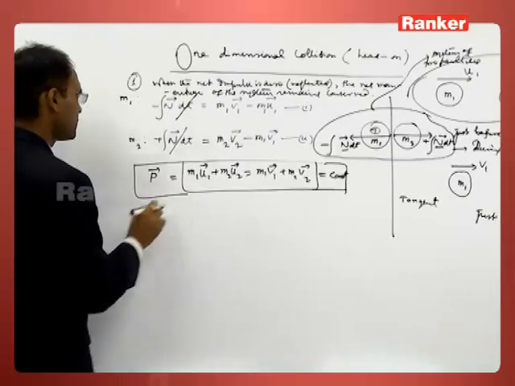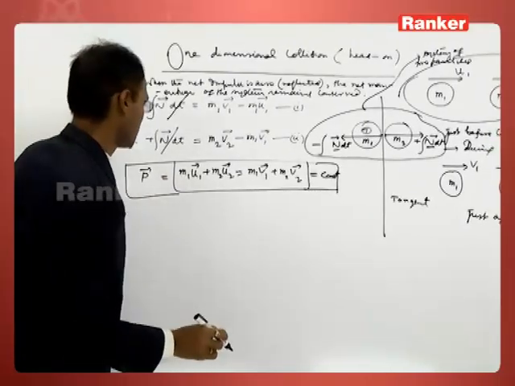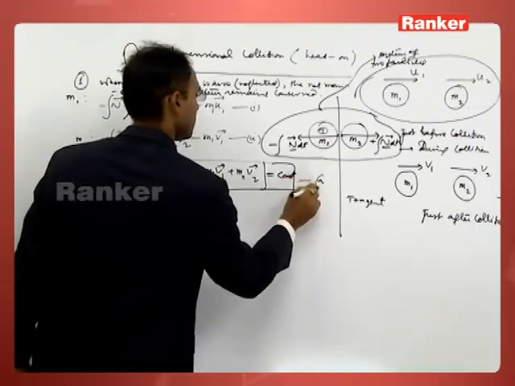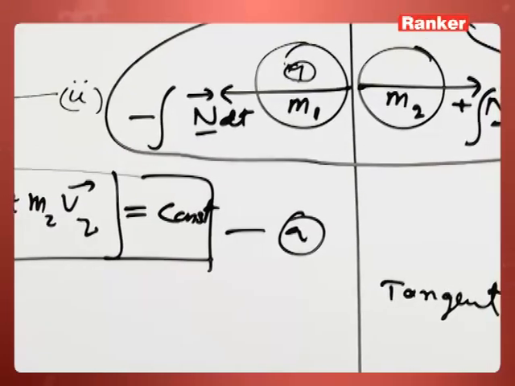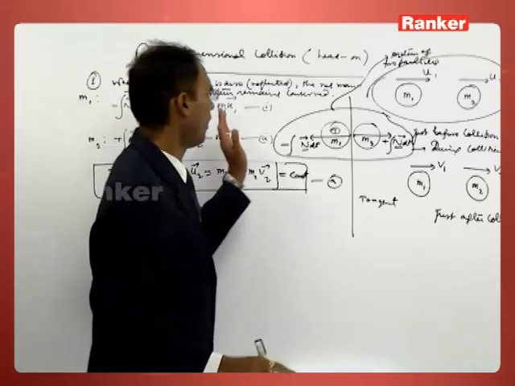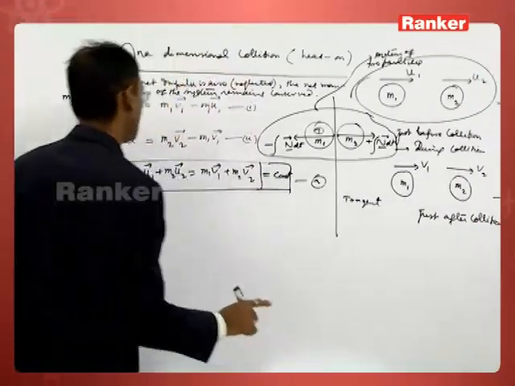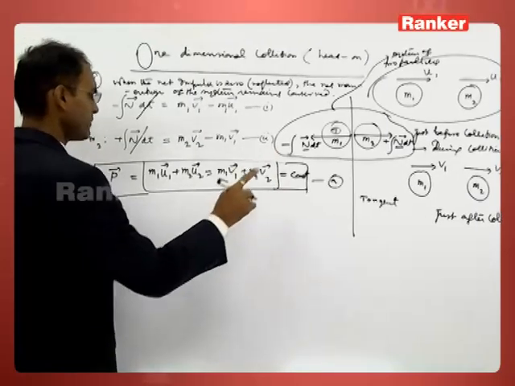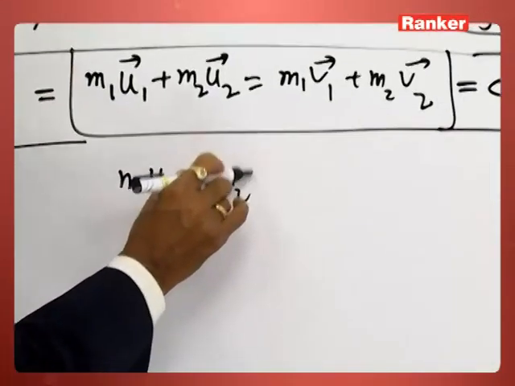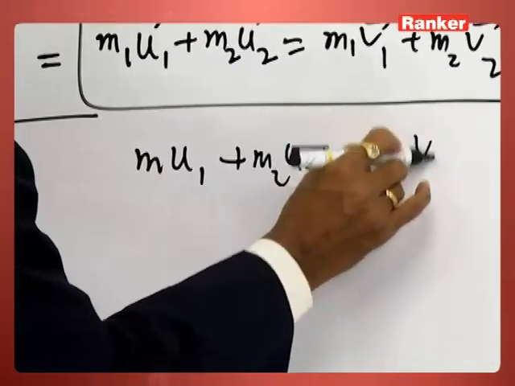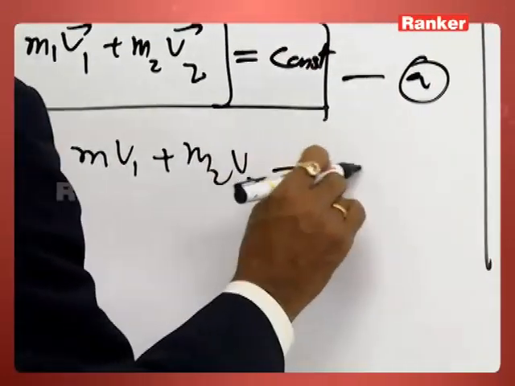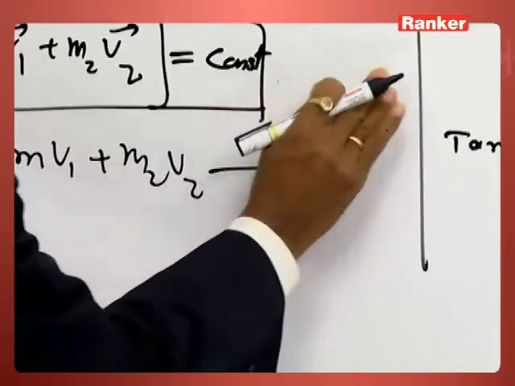Now we have two equations and two unknown quantities. First equation is conservation of linear momentum, equation number A. Or if you write in the form of scalars, all these vectors are pointing along positive x direction. Therefore, you can write plus u1, plus u2, plus v1, plus v2. That's equation number A. In this way also you can write.